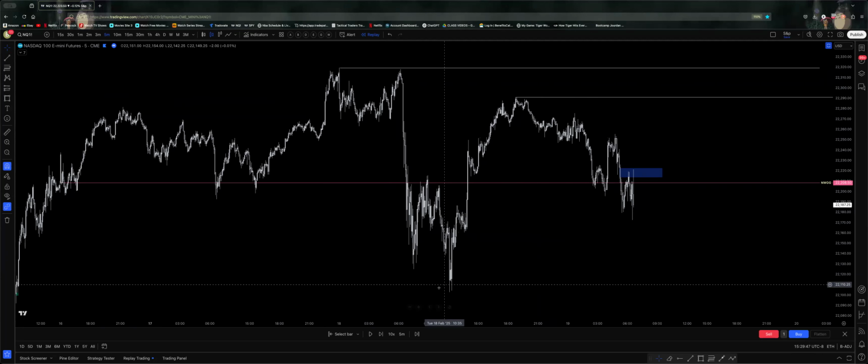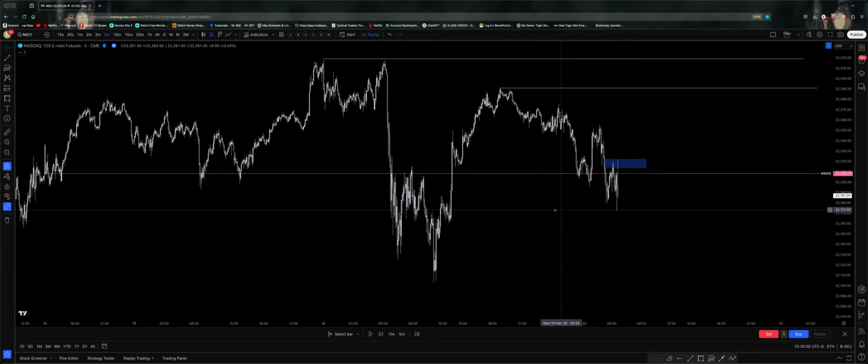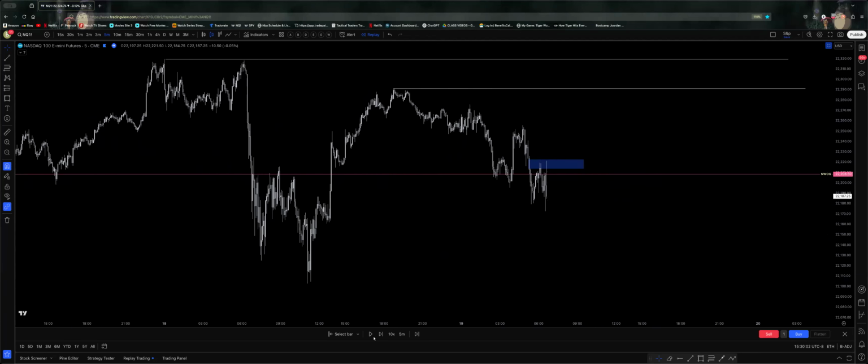Because if we break lower, here should be the target, unless we sweep here and bounce up. And if we bounce up and start making higher lows, then we target here and we target here, and all these highs are targets, right? Target here, target here, target here. Okay, so let's just see how things played out.